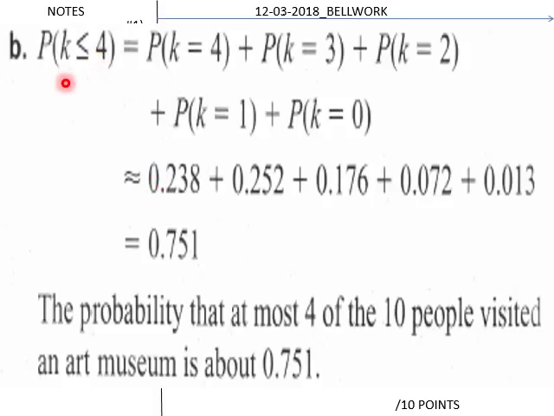P of K less than or equal to 4 is the probability of K equals 4, plus the probability of K equals 3, plus the probability of K equals 2. So this is what we have here by using a binomial distribution. The probability that at most 4 of 10 people visited an art museum is about 0.751.